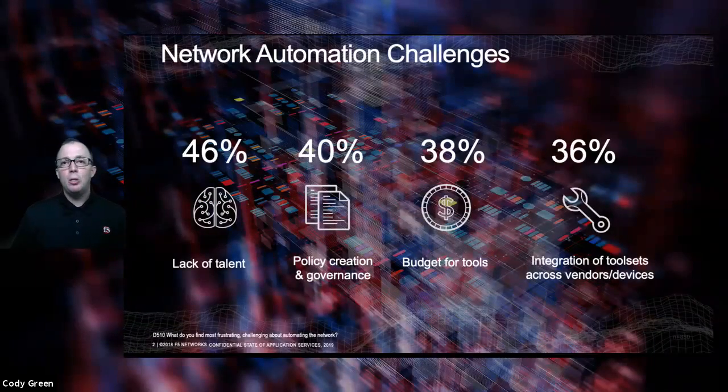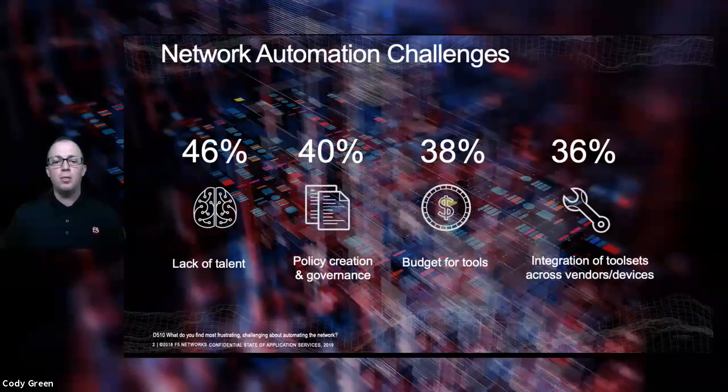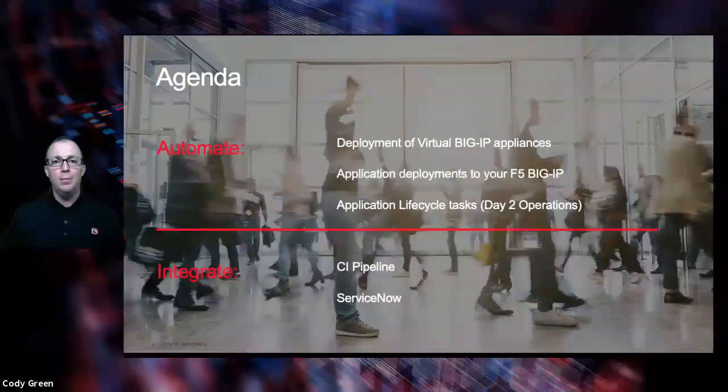So one of the biggest challenges that we see across the industry is network automation. From our 2019 State of Application Services report, we found that 46% found a lack of talent as one of the biggest challenges to automate their network environments. For F5, this is something that we feel that we can help our customers address. And one of the things that we're doing is webinars like this and training like our Super NetOps to help get you over the hurdle and make it easy for you to start automating F5s in your public and private cloud.